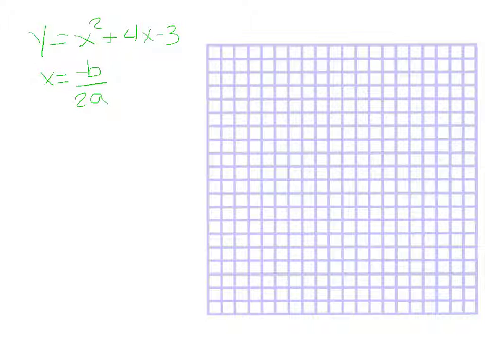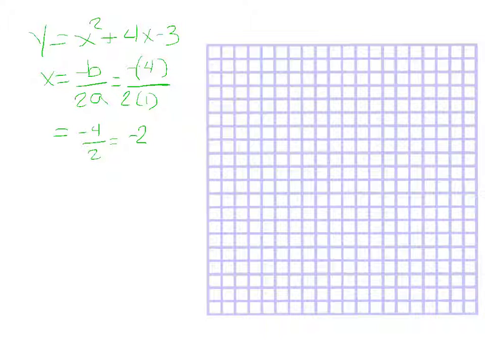So I'll plug them in. I have negative b, and b here is 4. Be careful that if there's a negative there, you also include that in the parentheses. And a is 1. So we get negative 4 over 2 times 1, which is 2. We get negative 2 as our axis of symmetry. So then I need to graph this.